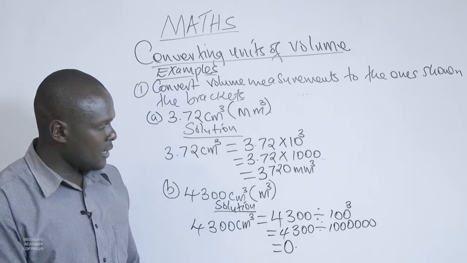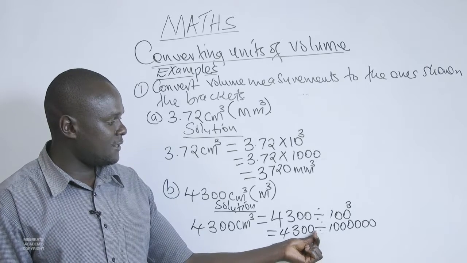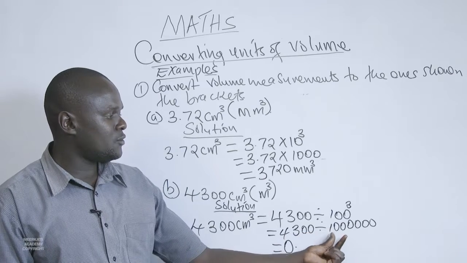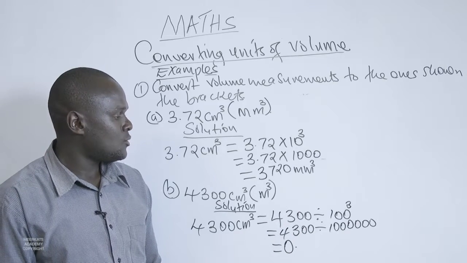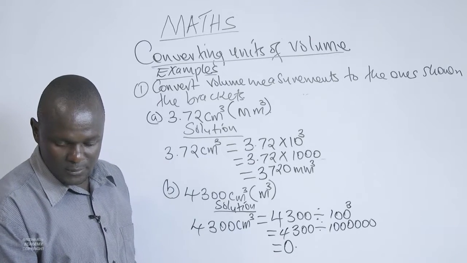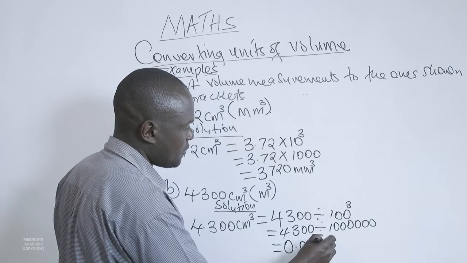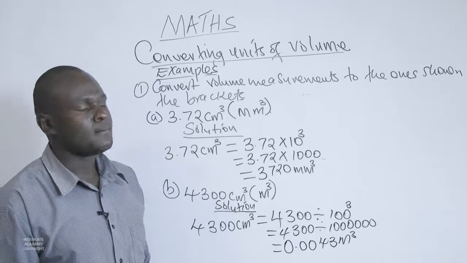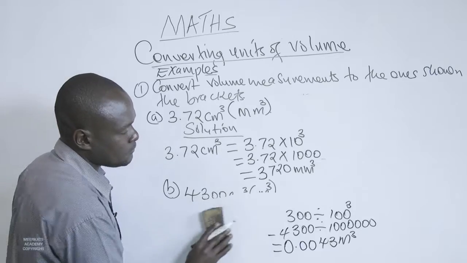When we are dividing this number by 1,000,000, we assume our decimal point is in front of this last 0. So division by a million means we are going to move the decimal point to the left 6 places. If we do that, we have 0.0043 cubic meters. This is our second example. Let us look at some more examples.